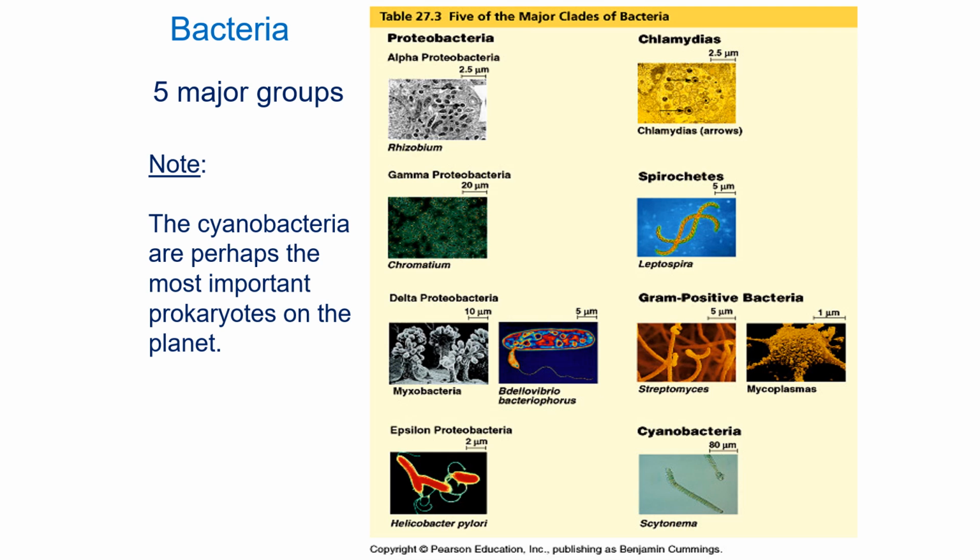And here again, just a summation of some of the big groups of bacteria. The proteobacteria, the biggest group, they're gram-negative. We have the chlamydia, all parasitic. We have spirochetes. Those are those weird corkscrew spinning cells. We have the gram-positive bacteria and the cyanobacteria.